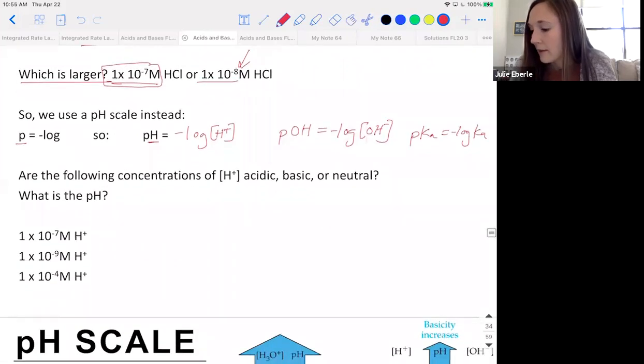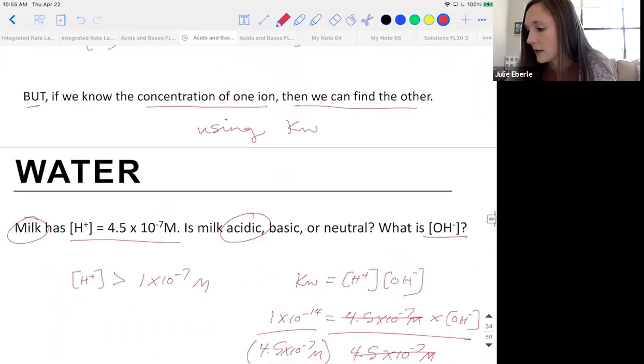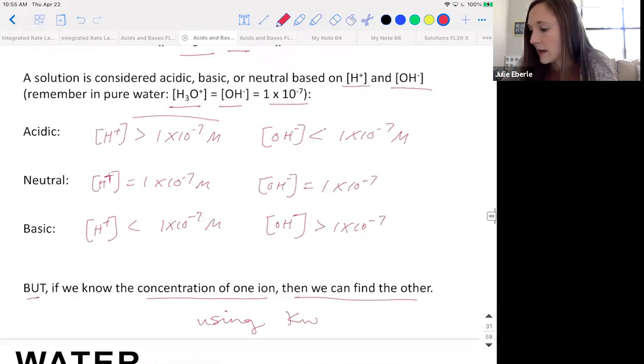So considering all that, let's classify the following concentrations of H+ as acidic, basic, or neutral based on what the pH is. Well, you could actually classify them based on the concentrations we see here. So let me scroll up and remind you. Right here, here's where we define what is acidic.